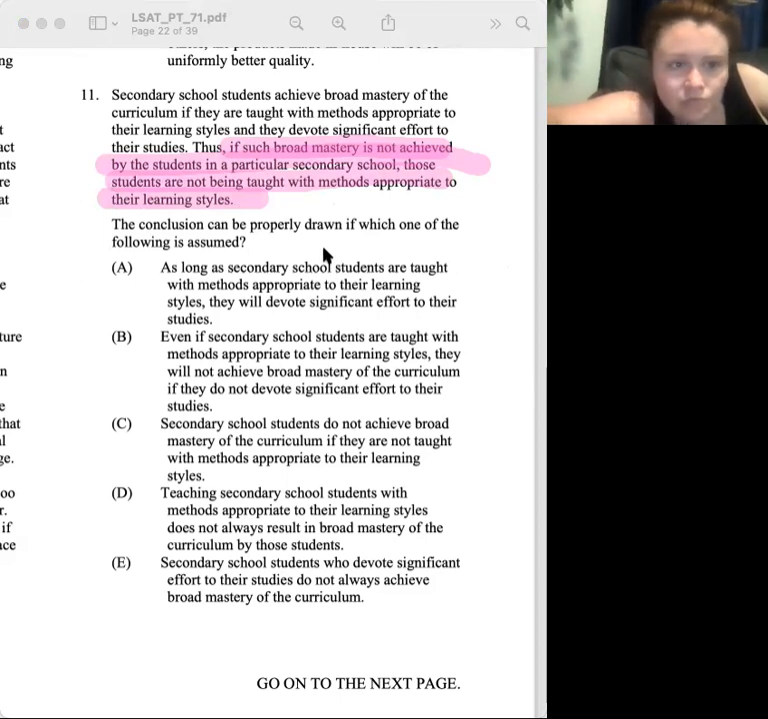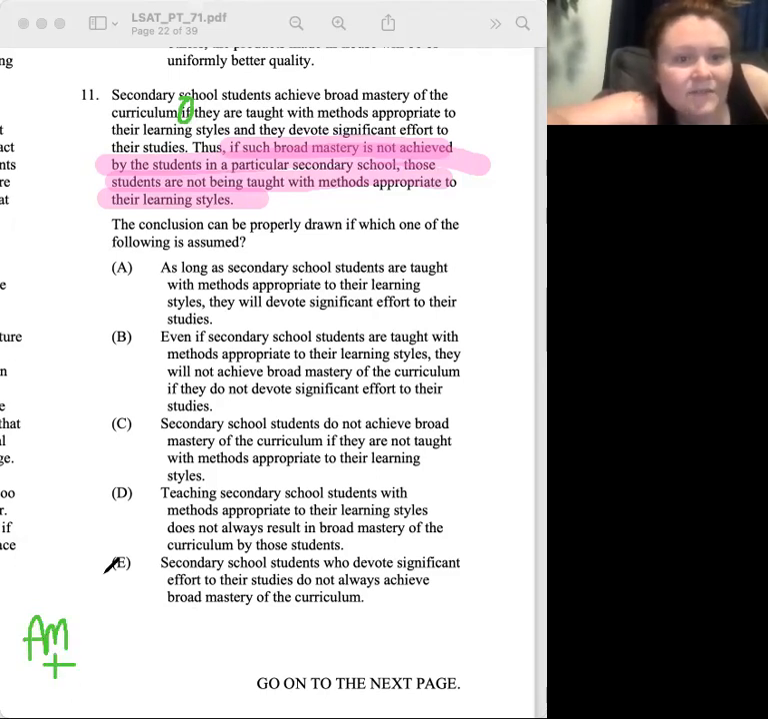And then, how did you diagram this one? I just did: if taught with methods appropriate and devote significant effort, then they achieve broad mastery. So if they're taught with appropriate methods and they devote significant effort, then they achieve broad mastery. Excellent.